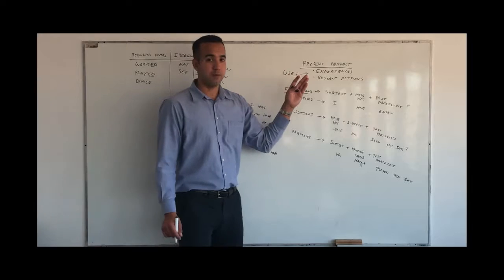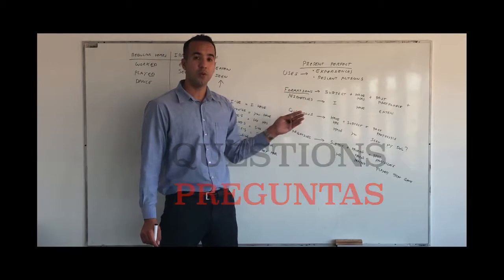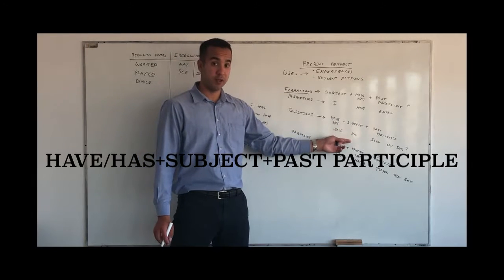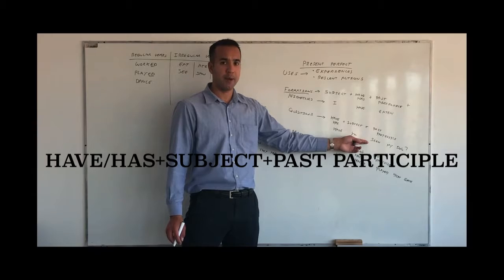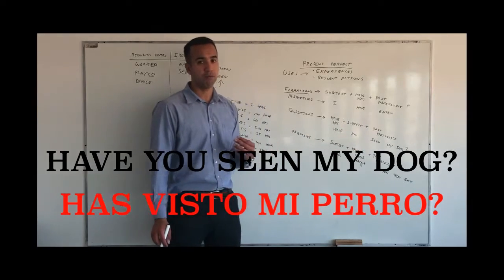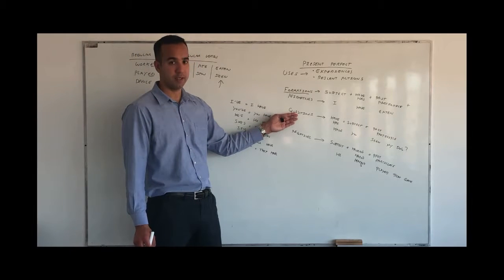Okay, let's go back to the present perfect. So the formation of a question is we use the auxiliary have or has first, then the subject, and then the verb in the past participle. Have you seen my dog? For example. So here we have the questions in the present perfect.